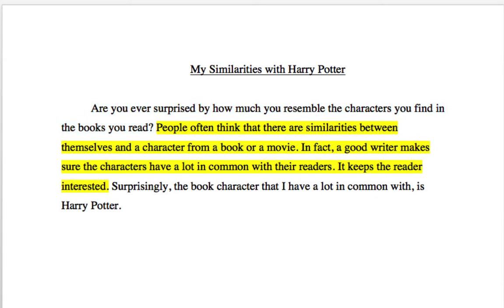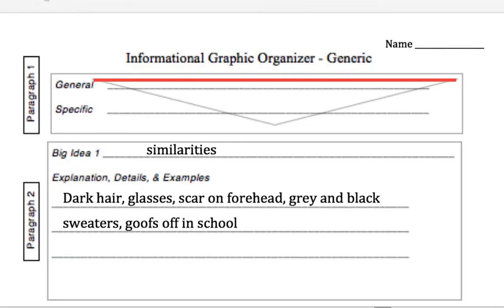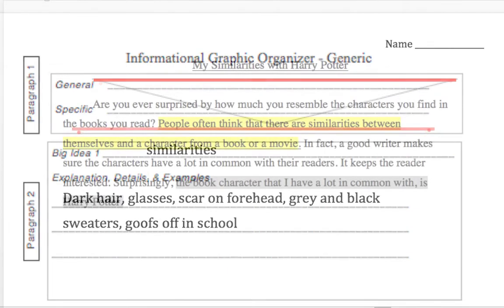The next sentence, or sentences, is where you introduce the topic to the reader. The top of the graphic organizer is an upside-down triangle. This serves to remind the writer to introduce the topic with general statements and move to the specific topic, which is your thesis.